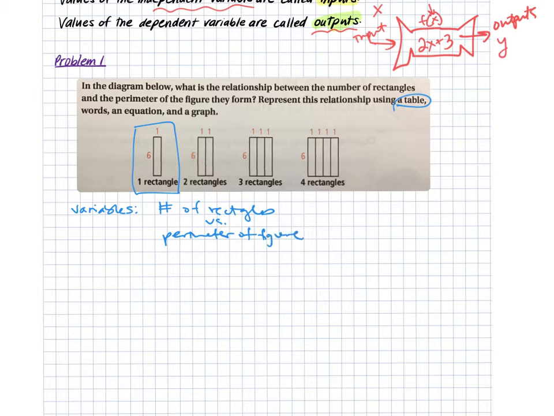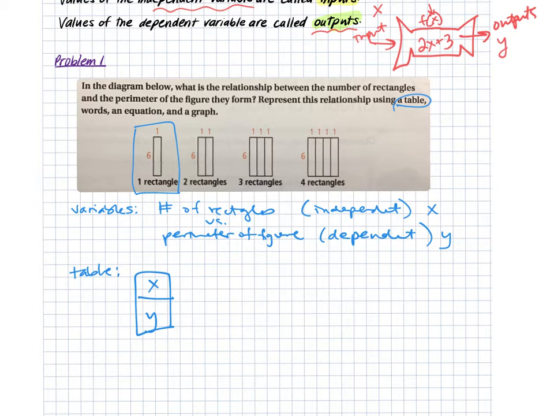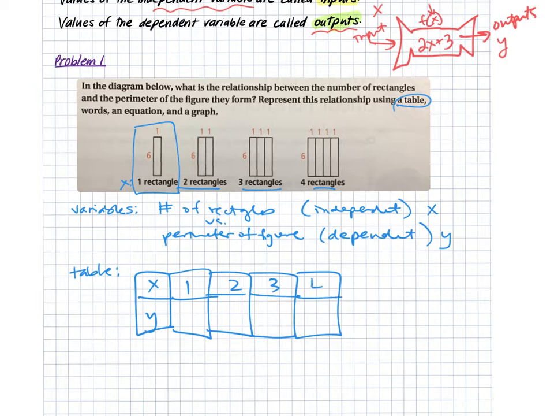The number of rectangles is my independent variable, right? You're just adding on another rectangle, so that's not dependent on anything. The perimeter does depend on however many rectangles there are, so this is my dependent variable. In this table, we're going to call the independent x and the dependent y. So let's make a table of x values and y values: 1, 2, 3, 4. The independent is easy because it just goes up by 1 each time and adds a rectangle. So here's my not so fancy table. And then y is the perimeter.